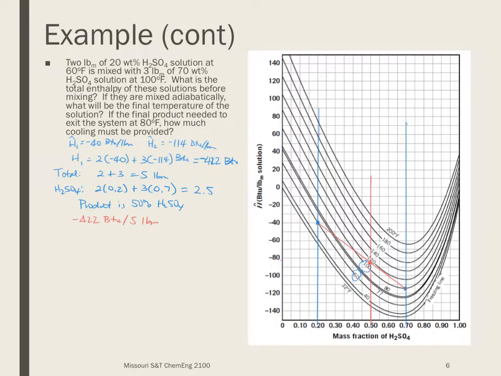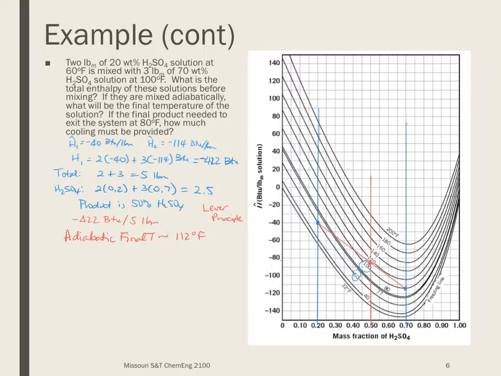And this could be demonstrated also using the lever principle. You're going to find that we love the lever principle in chemical engineering. But so this is going to be my point, and I can use that to estimate that if I mix these adiabatically, the final temperature is going to be about 112 degrees Fahrenheit.